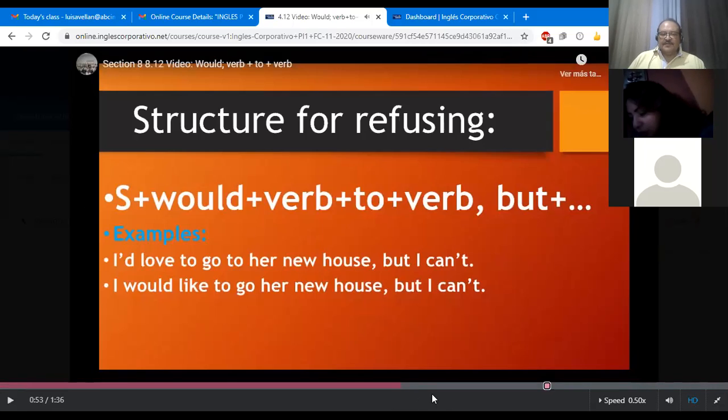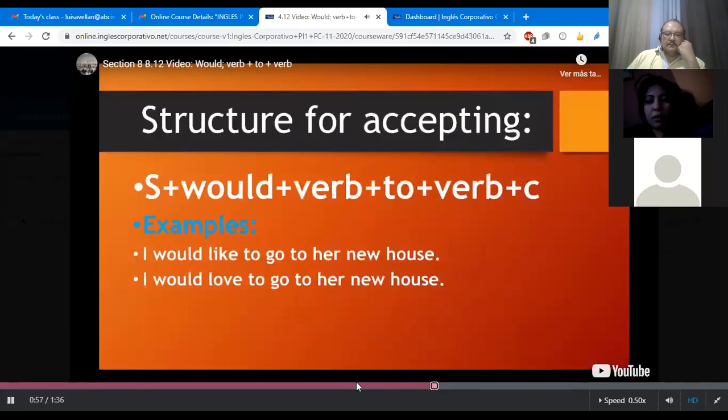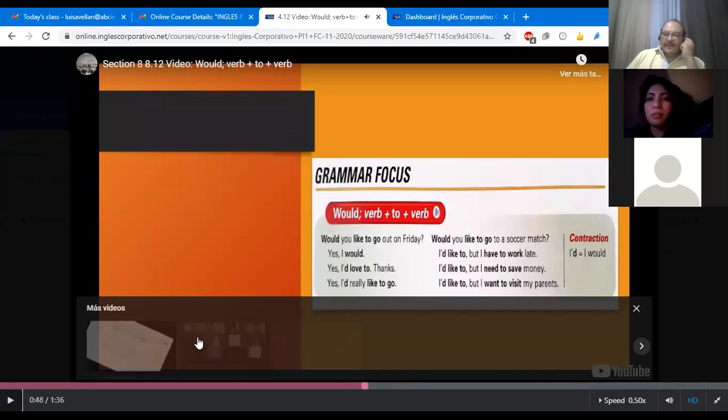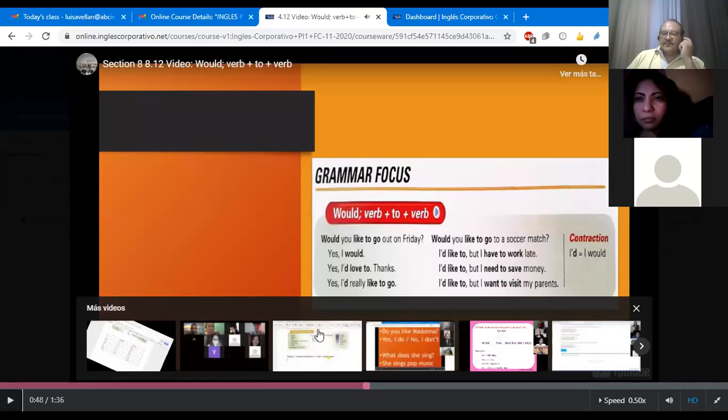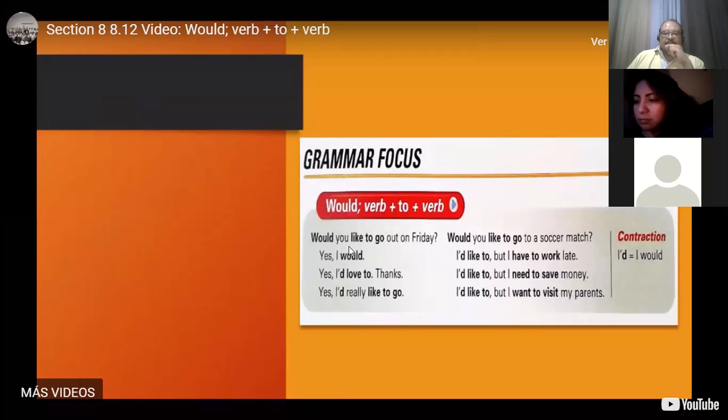Okay, so here we have the questions. I'd equals I would. In order to accept, I'd like to. Here we have the question, but also we have the possible answer, but I want to visit my parents. And then it says, would you like to go out on Friday? Would you like to go out on the weekend? Would you like to go out tomorrow? Would you like to go out right now? Would you like to go out next month?